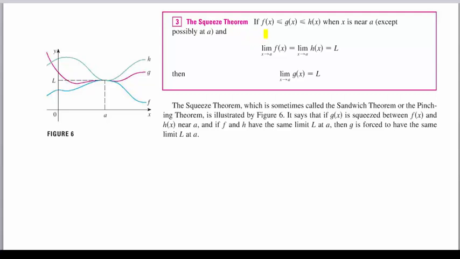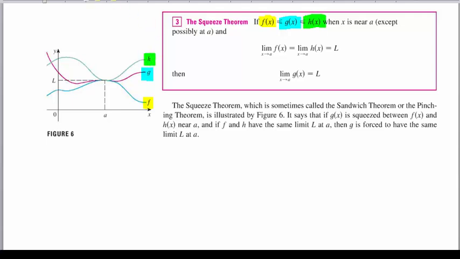Right? So we have f of x less than or equal to g of x less than or equal to h of x. So in other words, f of x is the low function, which is down here. There's your f. g of x is your middle function, which is right here. And then h of x is your high function, right? Your greatest function, which is up there.